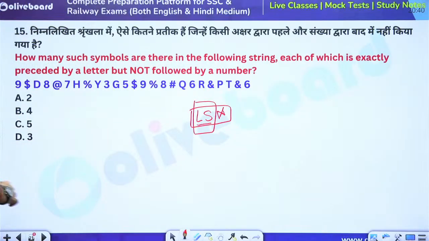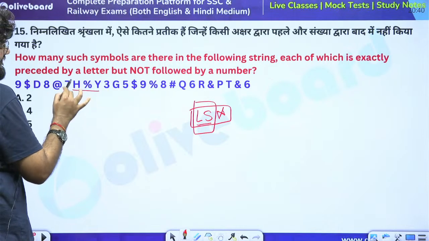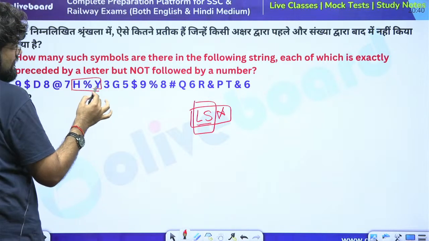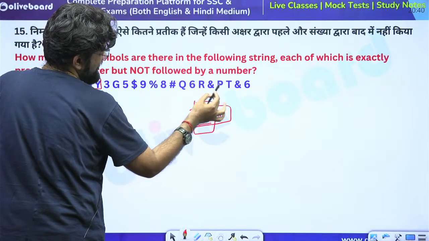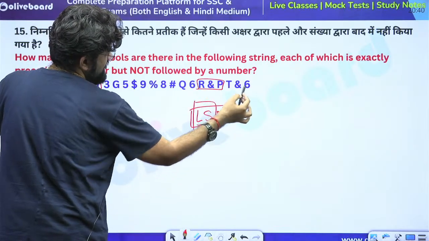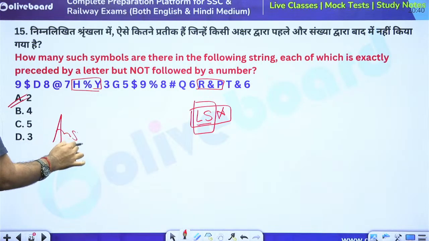Simple. So letter symbol, letter. One set. Letter symbol, letter. Second set. Letter symbol, number. Okay. So 2 is my correct answer. That's it. Symbols which are preceded by a letter and not followed by a number. Okay, got it? How to make it faster?